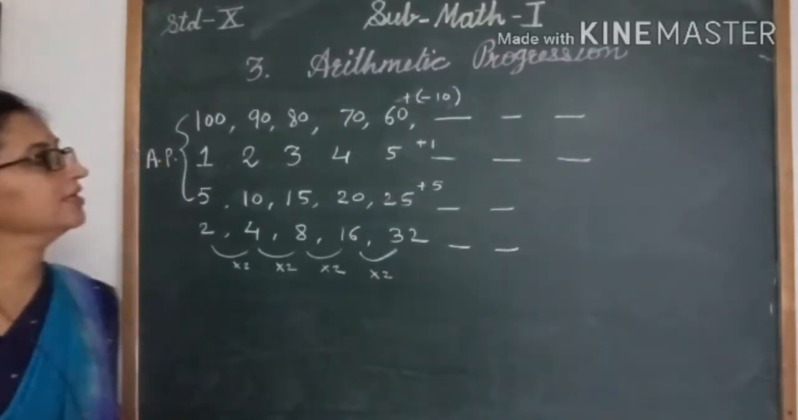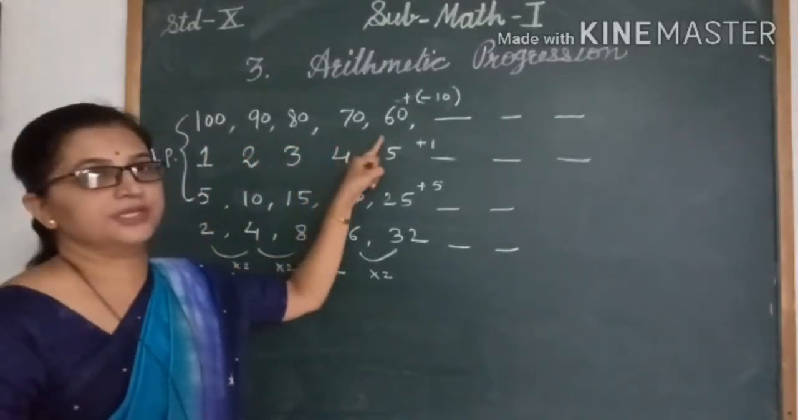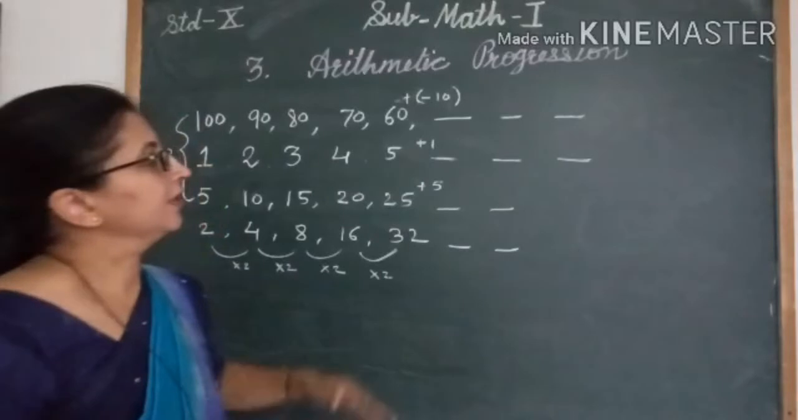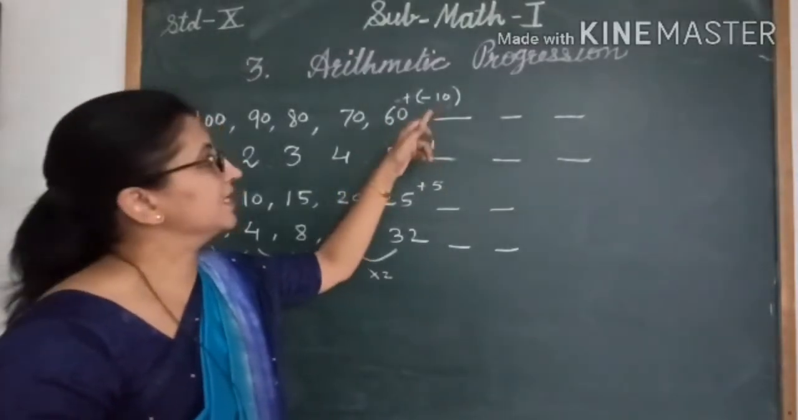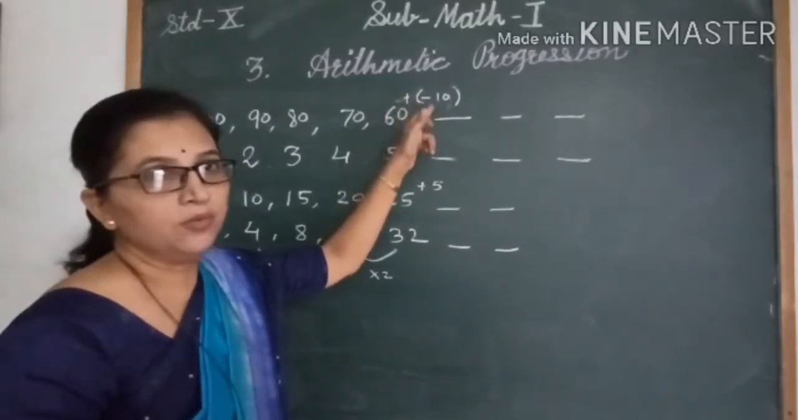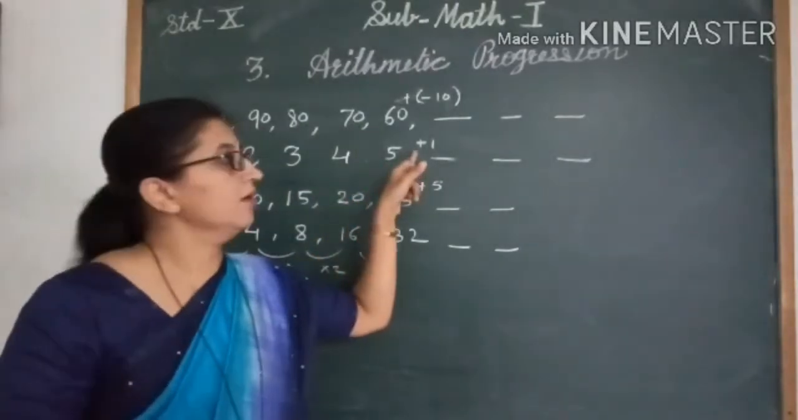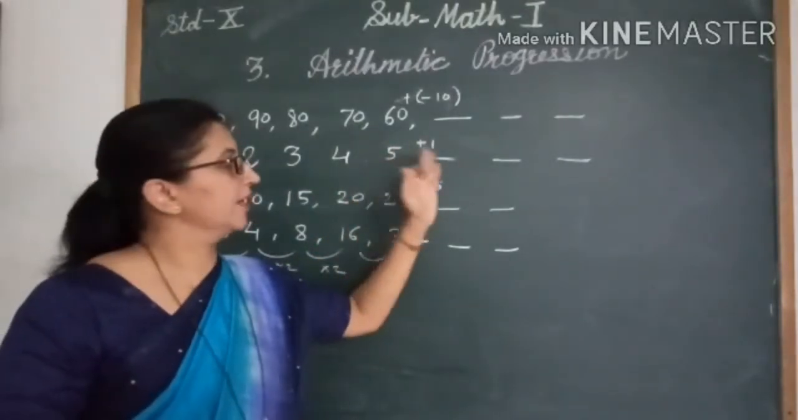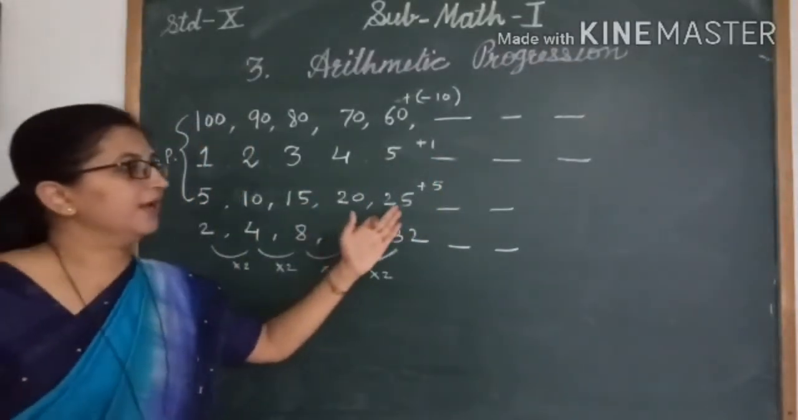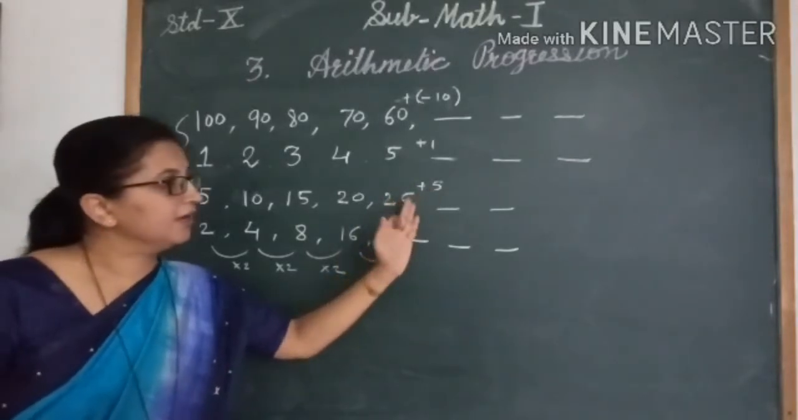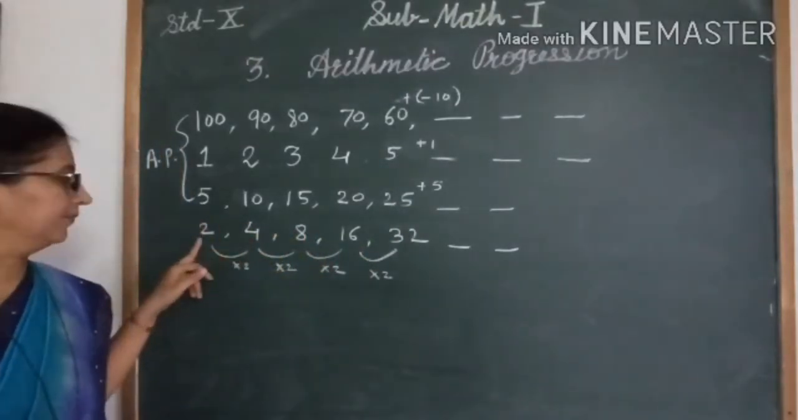Here you can see the sequence 100, 90, 80, 70, 60. To get the next term, we have to subtract 10, or in other words, we have to add negative 10. Similarly, here 1, 2, 3, 4, 5, we have to add 1 to the preceding term to get the next. Then here 5, 10, 15, 20, 25, we have to add 5 to each preceding term to get the next succeeding term.